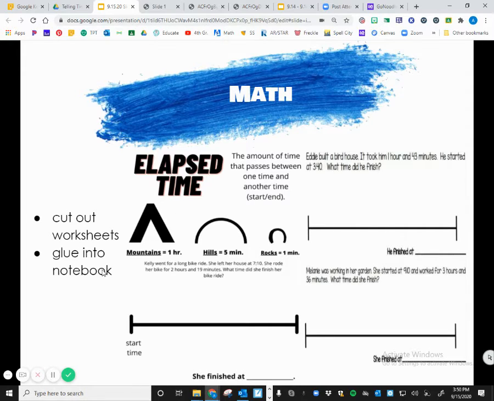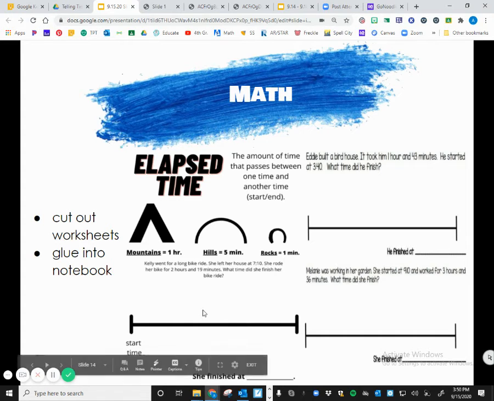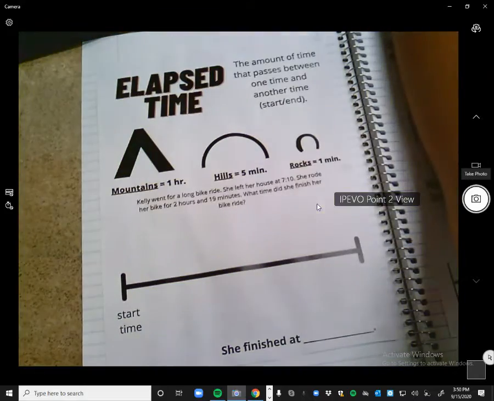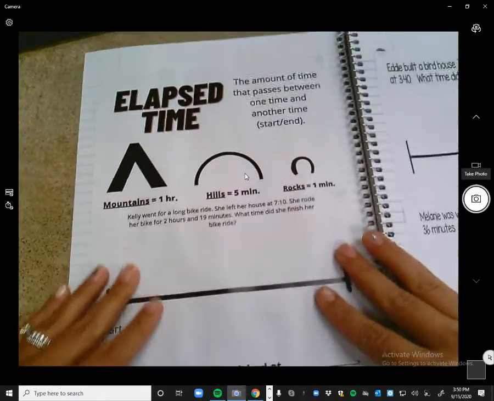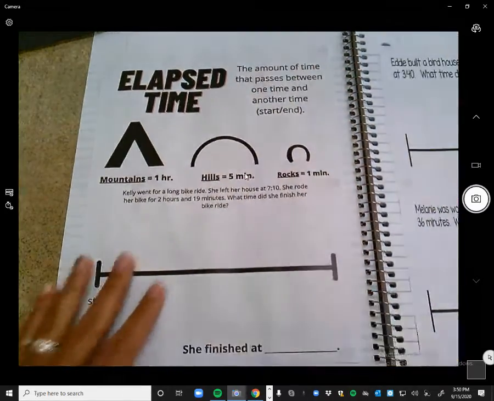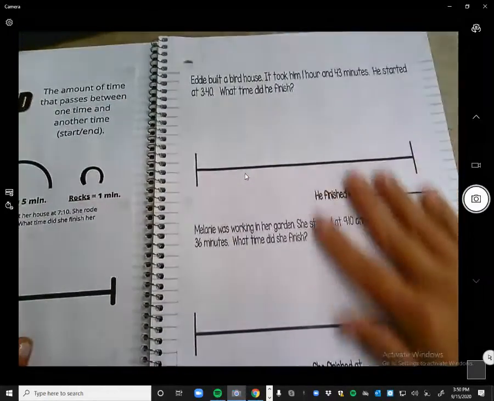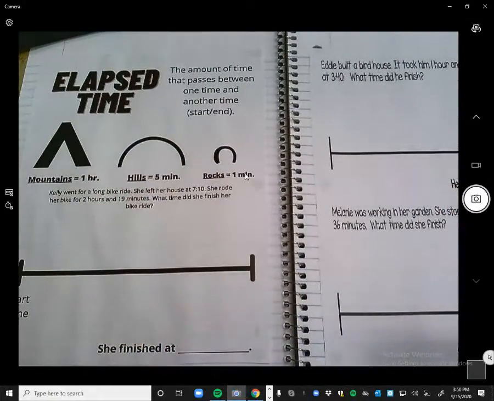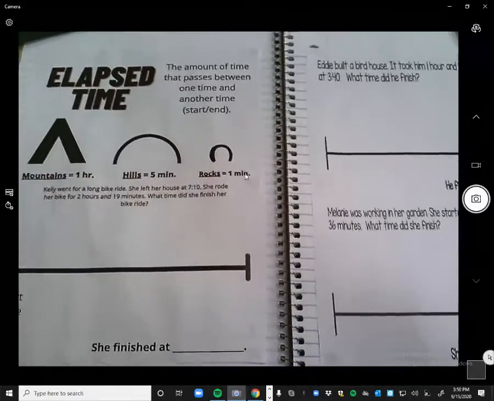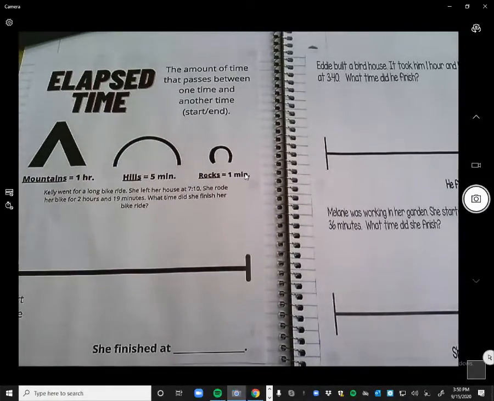So you're going to cut these out and you're going to glue them into your notebook, and I'm going to show you what my notebook looks like. On my left page, I'm going to have my elapsed time here, and next to it, I'm going to have Eddie's. So you're going to have it look like that. And then we'll go through and fill it. If you need to pause the video while you cut and glue these in, go ahead and do that and come back to it.